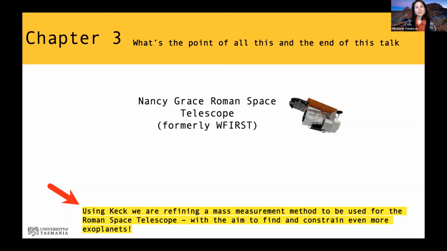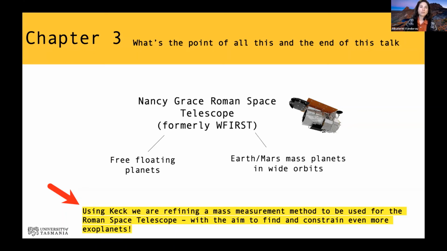The Roman Space Telescope will have the capability to observe free-floating planets as well as detect planets that have Earth or Mars-like masses and wide orbits, which we don't have a lot of information on. It will also have a very stable PSF, and it will be able to measure the separation of source and lens very accurately. And it will be able to do this for all stars, even the really, really faint ones with magnitudes above 21 or 22.